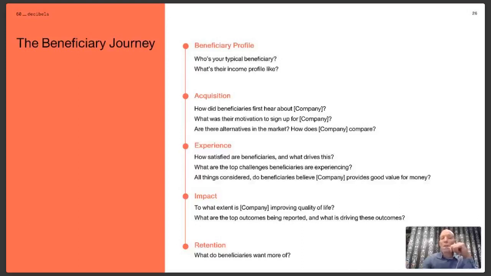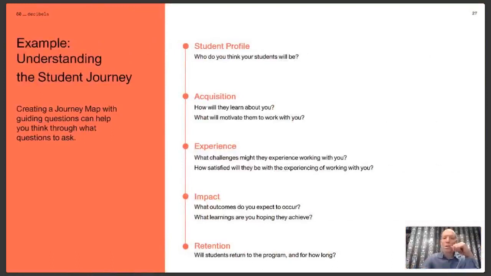So we have found that the best way for us to organize our narrative on what we're learning is to follow a beneficiary or a customer journey. So who are they? How are they acquired? What's their experience? What's the impact that they're getting from the product or service? And then how do we keep them as happy, satisfied, again, customers or beneficiaries? And so what this means is if you're thinking about asking questions, you could use this 5-step process as an organizing principle.